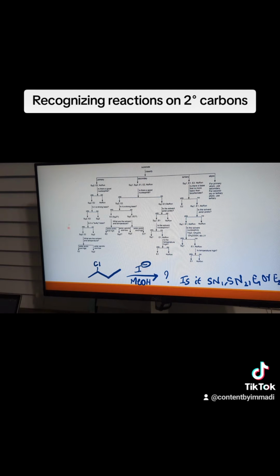And you can use this chart to go through how to recognize especially secondary substrates, because primary and tertiary substrates are so easy, but it's the secondary substrate that throws us off. And I hope this will be a really helpful one. See, secondary substrate, a good nucleophile, and not a strong base: SN2.